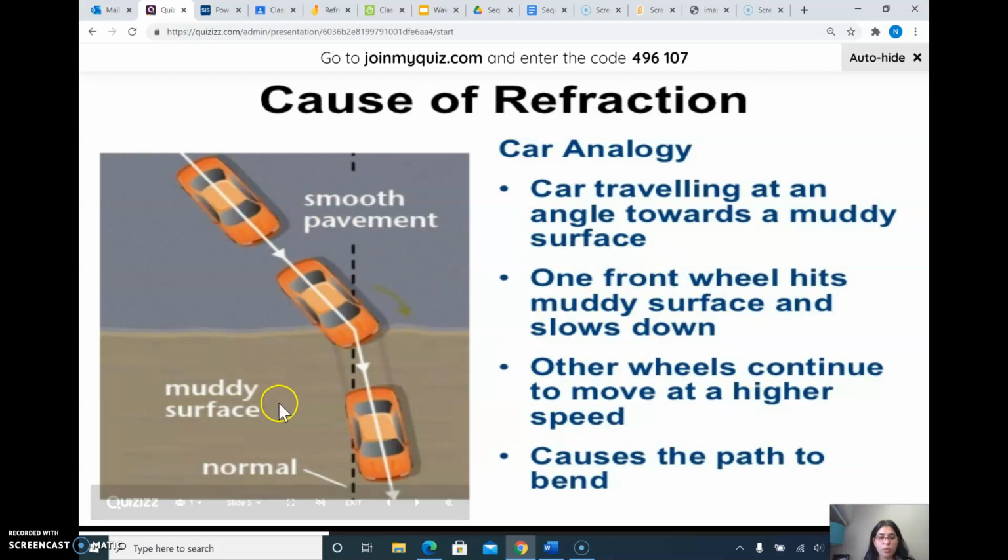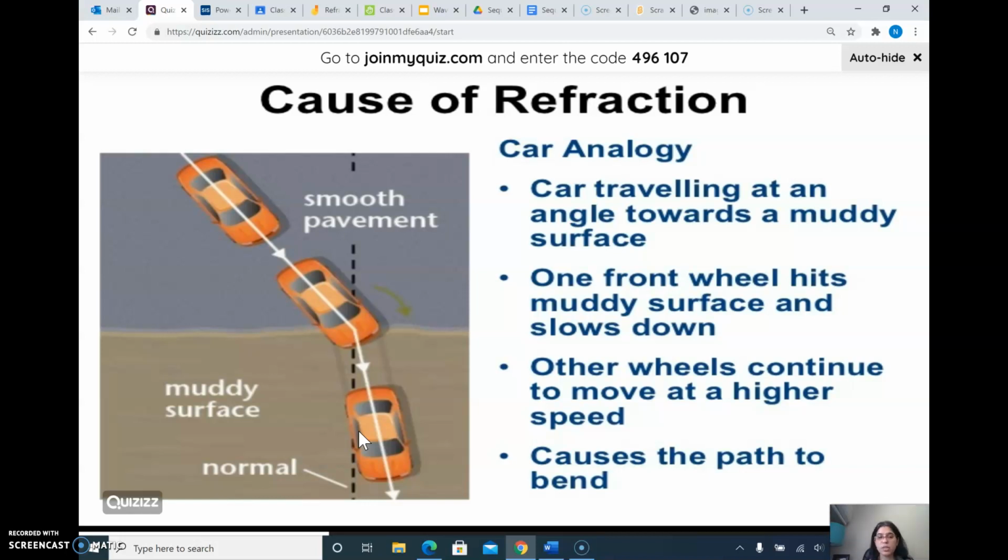So this is a smooth pavement and here is a muddy surface. When a car is coming at high speed at a certain angle, remember this, and enters the muddy surface, the front wheel of the car will slow down. But what happens to the back wheel? It will not. It will stay at the same speed. Because one side is faster and the other slower, that makes the car rotate, so it will bend towards the normal. It bends towards the normal because the front wheel is slowed down, but the back wheel is not.